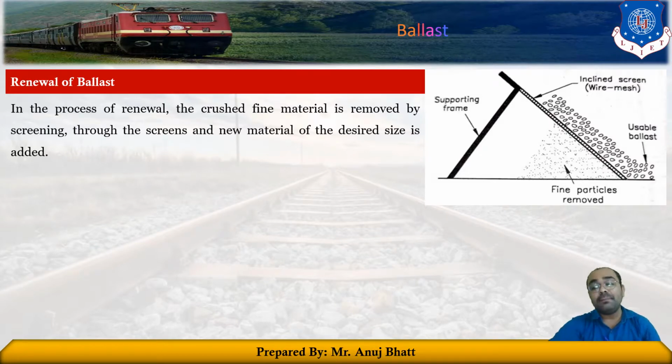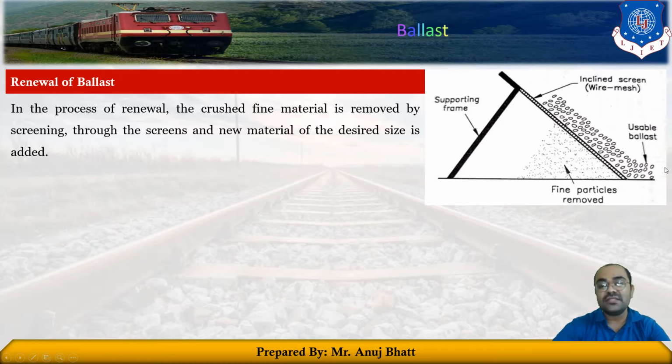To make up such losses, the ballast is renewed from time to time. In the process of renewal of the ballast, the crushed fine material is removed by screening through screens, and new material of the desired size is added, as shown in this figure. A screening process is to be done, and the material retained on the sieve or wire mesh should be considered as the renewal material.